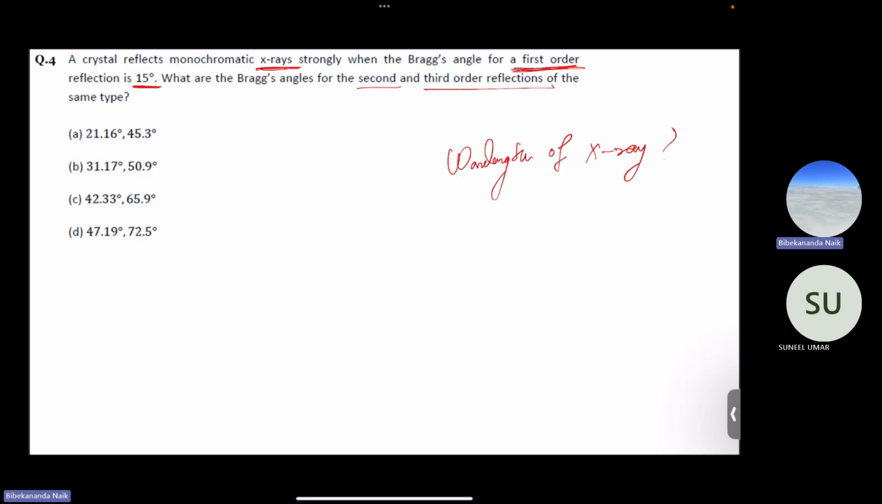So are you able to calculate what will be the angles for second and third order reflections? This is 31.17 and 50.9. Yes, absolutely correct. So option B will be the correct option.